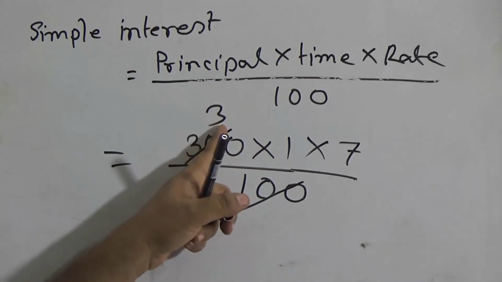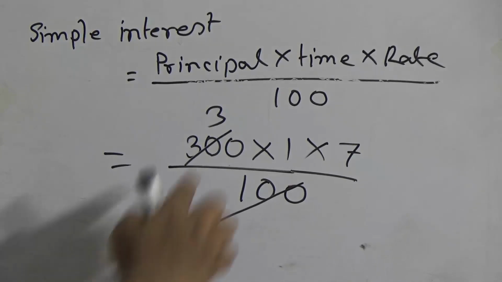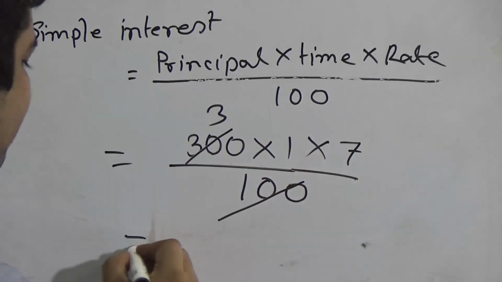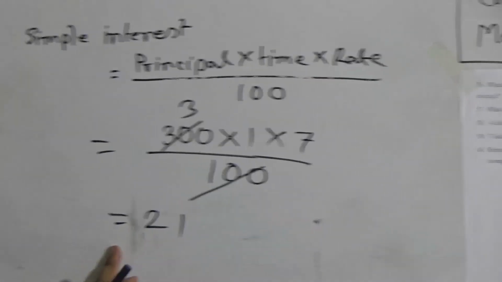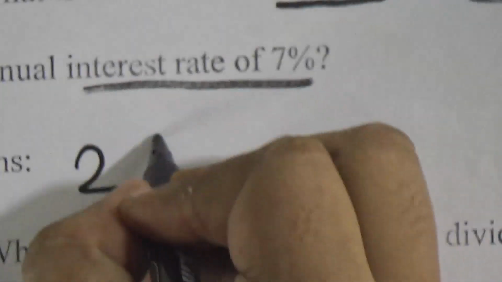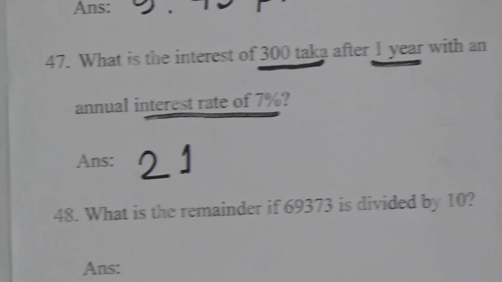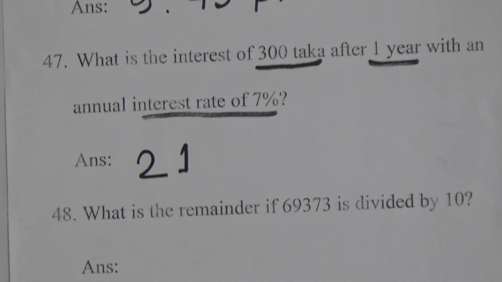So notice here 3, 1 and 7. We multiply these numbers and get the answer. 3 ones are 3, and 3 sevens are 21. Dear students, so the simple interest is 21. I hope you have understood. So 47 is done. Next we shall solve question number 48.